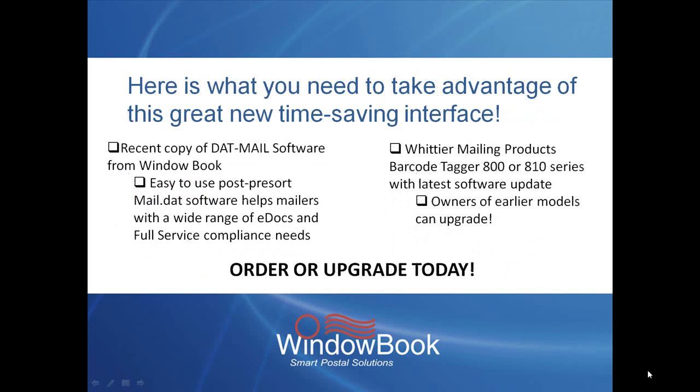To get started, you will need a Barcode Tagger Series 810 or 800 with printer. If the tagger you own is an older model, contact Whittier Mailing Products to upgrade to a new model. If you already have a Series 800 or 810, contact Whittier Mailing Products to make sure you have the very latest software release. If you already own DAT-MAIL, update it to the latest release and look for the Whittier tagger option off the Other Program menu. There is no additional charge for this feature.